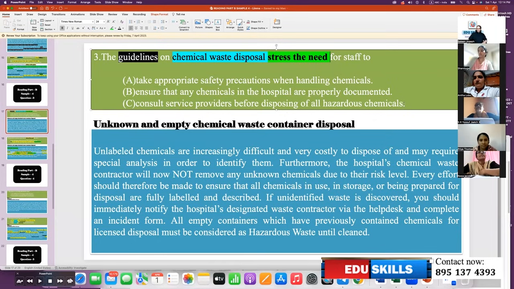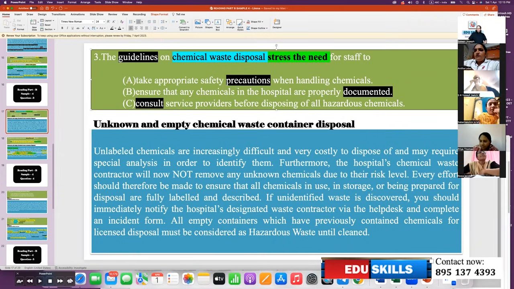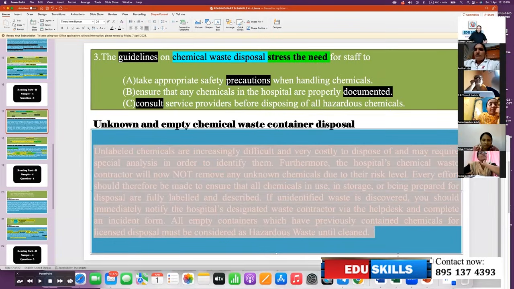Now, listen to the topic sentence. Tell me, what are the main keywords in the answer options? Safety precautions, documented or documentation, and consultation. So see whether you find any synonyms or synonymous expressions of these words in the topic sentence as well as in the text, as you listen and read. This is a listening practice and reading practice together. You keep reading along with the listening. We'll come back.